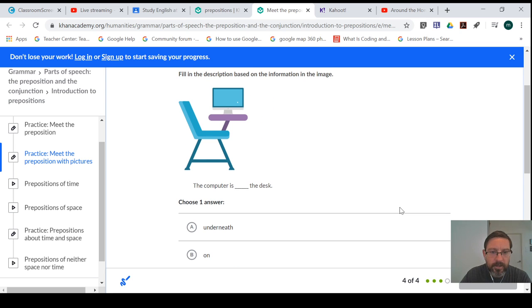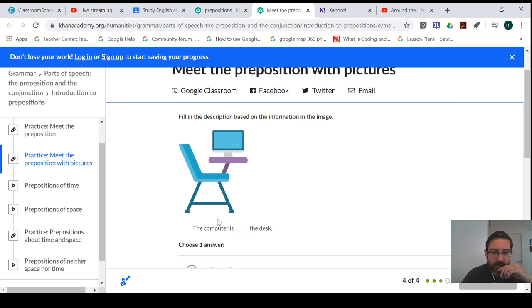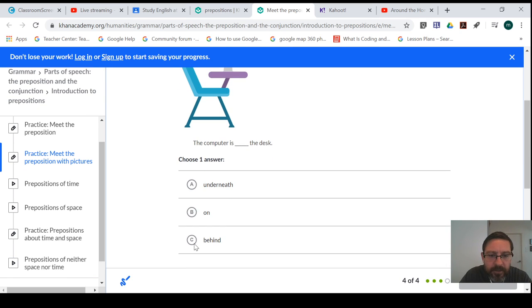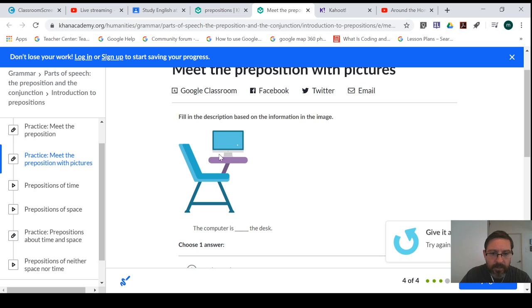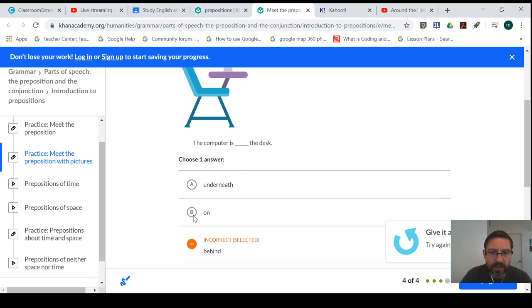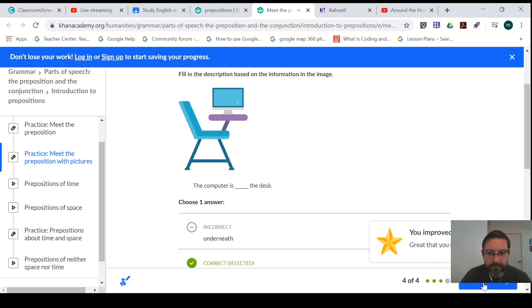The last one. Oh, what's this? The computer is underneath, on, or behind. Excuse me. It's behind, right? Let's check. Oh, it's on. Is it on? Oh, it's on the chair. It's on the desk. Oh, of course. Oh, I'm not doing very well there, am I?